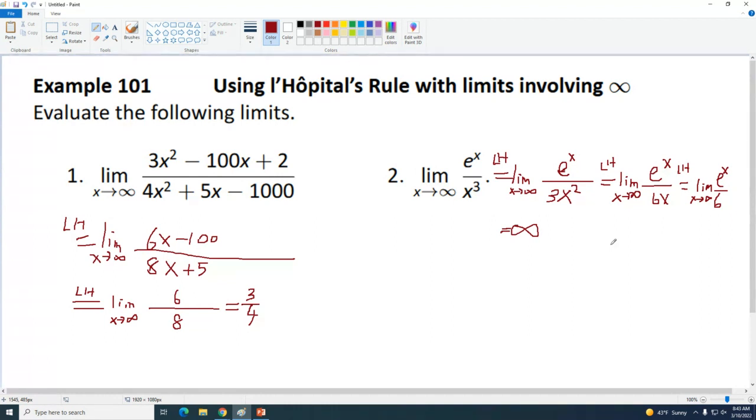e to the, well, I think it's a little hard to calculate. Let's just make x equal to 10, like e to the 10 over 10 to the power 3, and e to the 100 over 100 to the power 3. And you're going to see the number gets much larger each time you increase the x value, which shows the tendency of growing without bound. Okay, so this is the example. Any question?